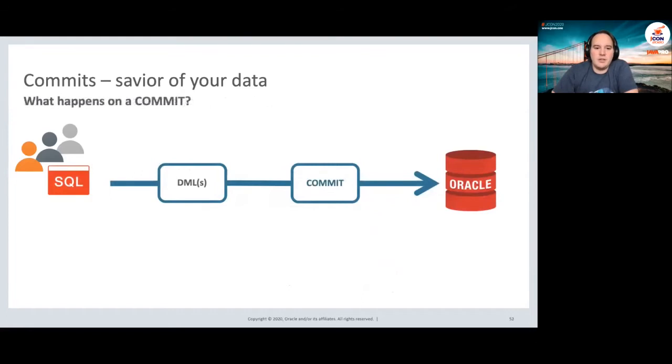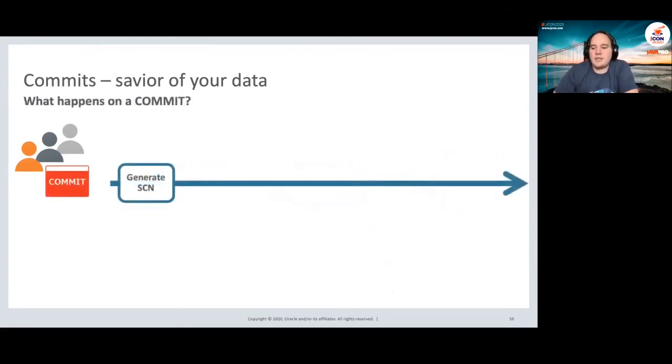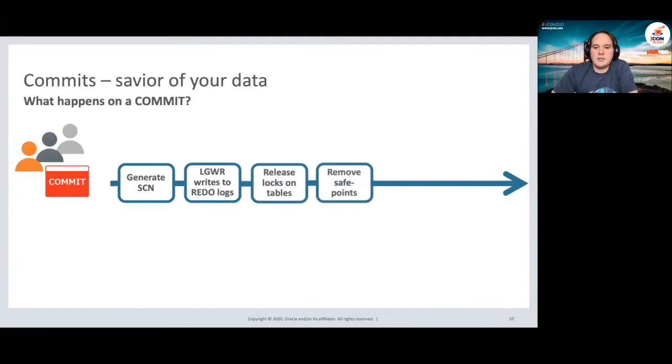Now, when we look into the commit itself, what's actually happening, there's a couple of steps. I just point this out: commit is a 6-letter word, it seems very simplistic, but there's a couple of things that have to happen to get this transaction completed. In our case, we generate what we call an SCN, or system change number, just an integer increment, like for every transaction we just increment by 1. And then we have a background process that will write those changes. It's called the log writer, or LGWR, to the redo logs. We release locks on tables. We remove save points if you were using save points.